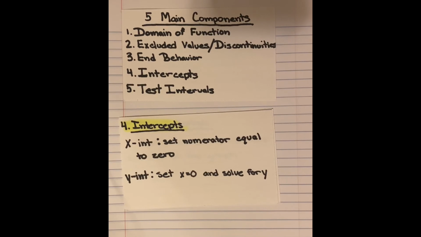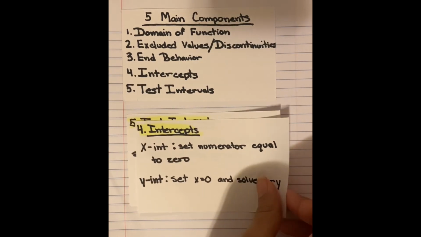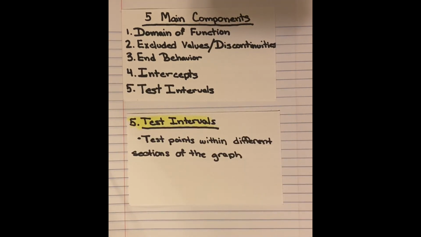So our fourth component is going to be looking at the intercepts. So to find these x-intercepts, we can set the numerator equal to 0, and to find the y-intercepts, we can set all the x values equal to 0 and then solve for y. So our fifth and last component is just going to be testing different intervals. So we'll test different points within different sections of the graph, and this will ultimately leave us with a finished graph of a rational function.